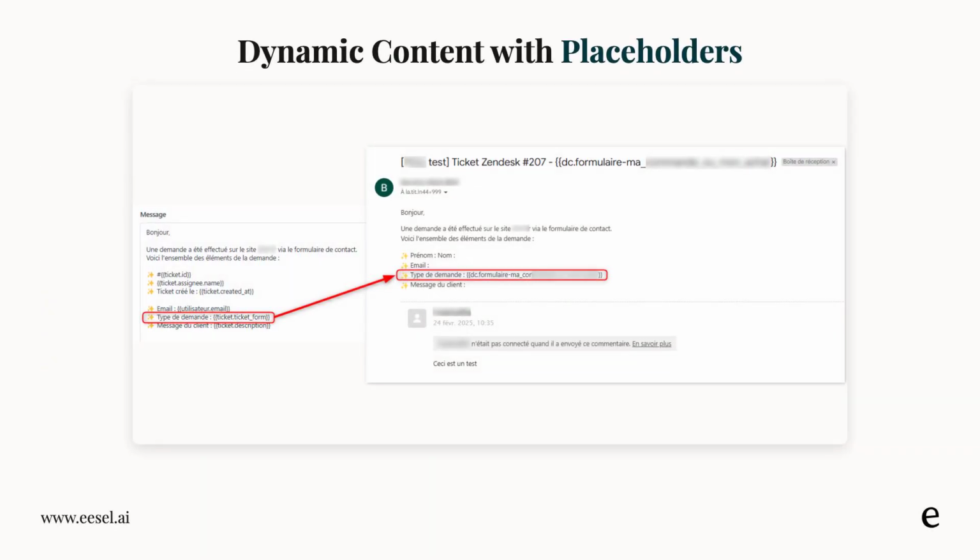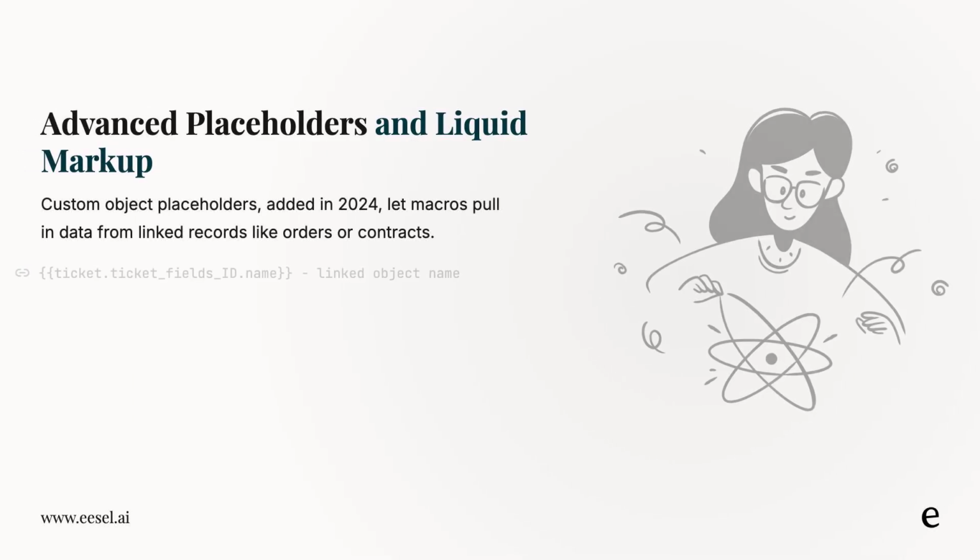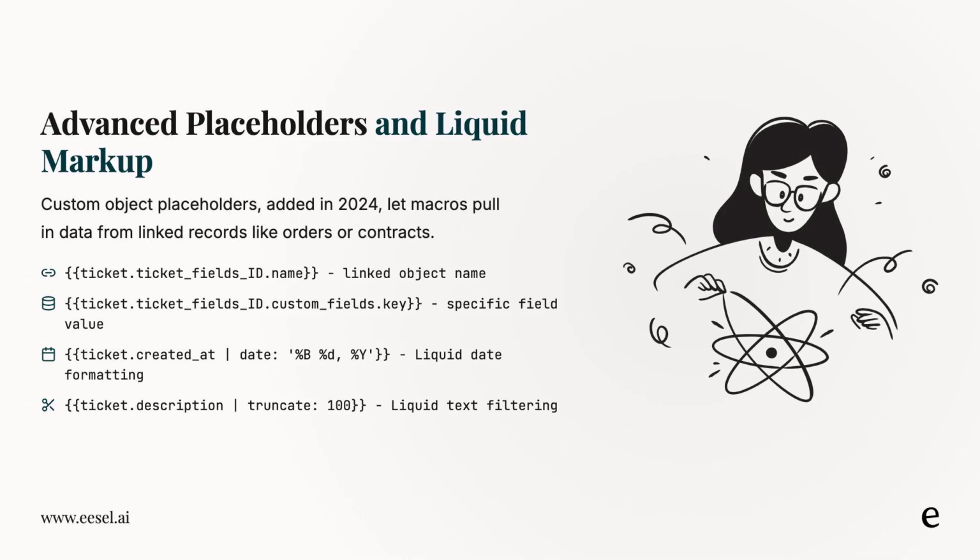Placeholders make macros personal at scale. Reference the requester's first name, their email, the ticket ID, or the original description, all pulled in dynamically. Use placeholders in your comment text, and Zendesk renders the real values for every ticket the macro touches. Custom object placeholders, introduced in 2024, let macros pull data from linked records like orders or contracts.